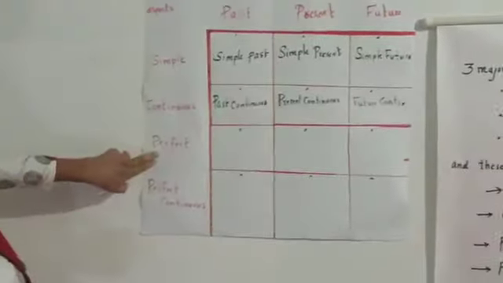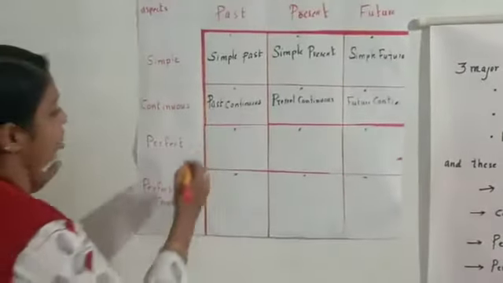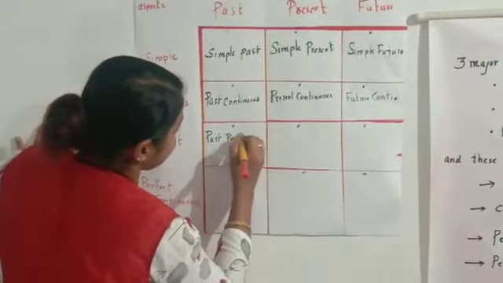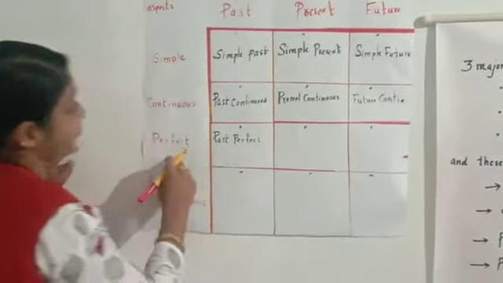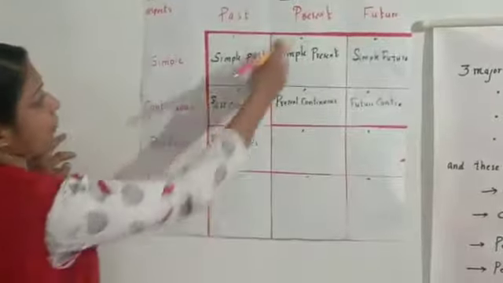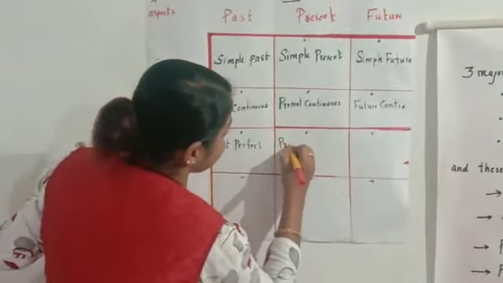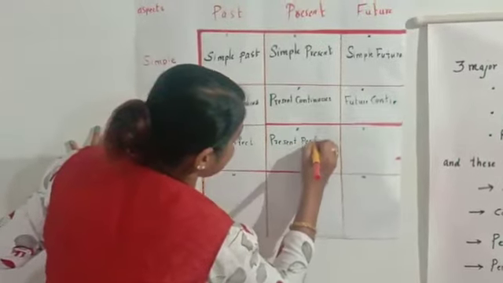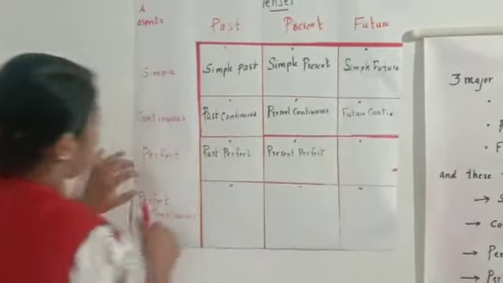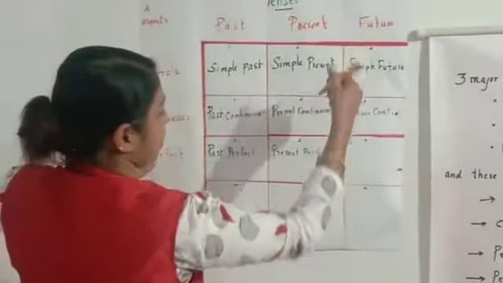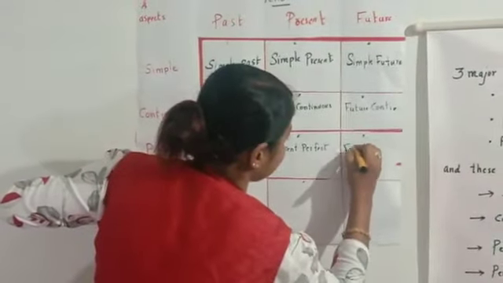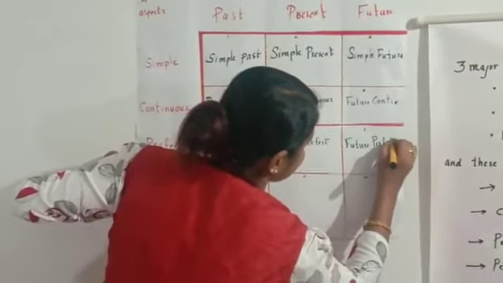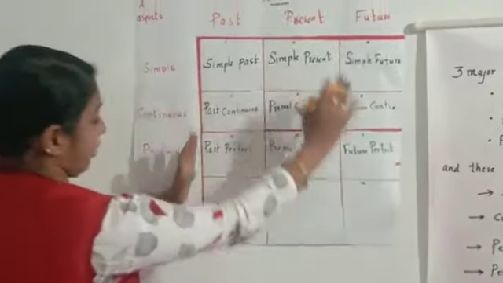Next is perfect and past here. You have to write past perfect. That's the same way you have to follow present and perfect. Present perfect. Next is perfect and future together. Future perfect. Almost all the area we have filled now.